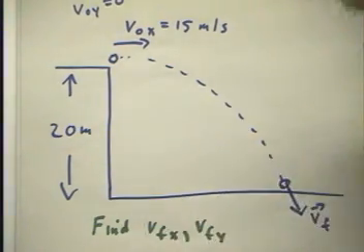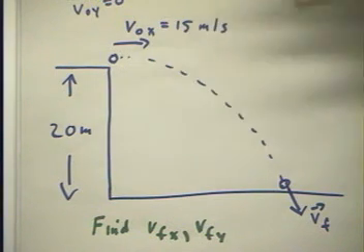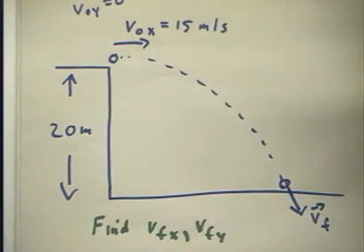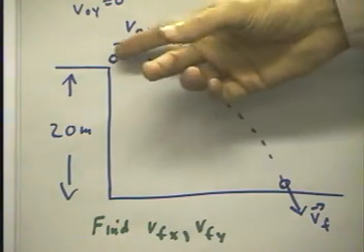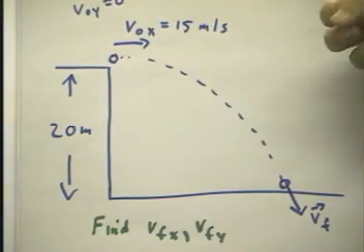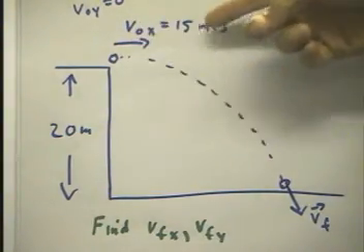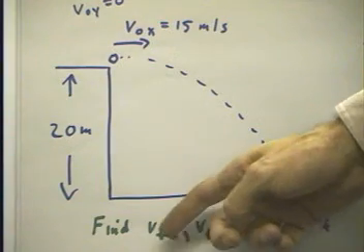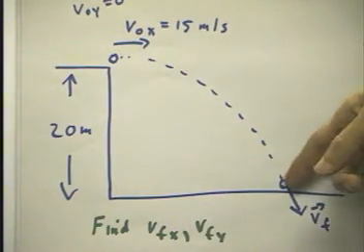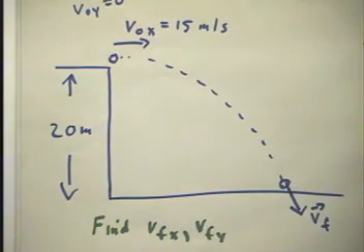So what's VFX? Our assumption for a projectile, our first assumption, is that there's no air resistance, so that the x velocity remains constant. Of course, this isn't really true, but it's the assumption that we're going to make here. So the x velocity is 15 meters per second, so the final x velocity is going to be 15 meters per second. So we've got that very easily.